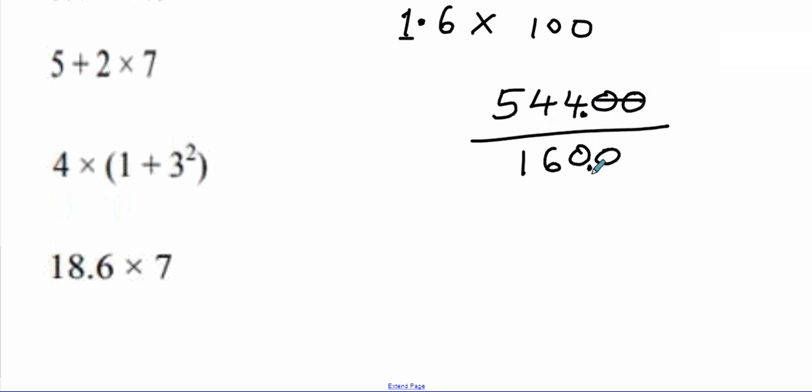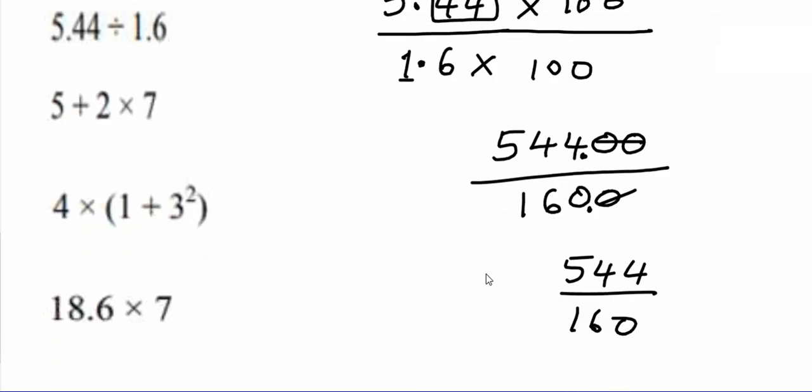Now 544.00, you can cancel that, you can also cancel that, and then you remain with 544 divided by 160. Now, how do we do that? How do we divide that? You use the long division method.